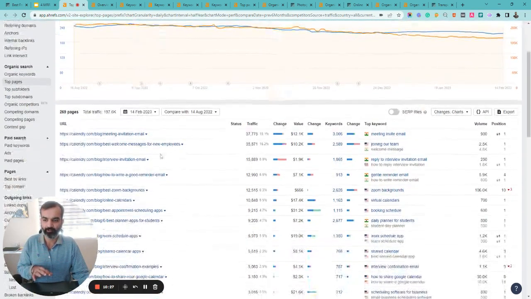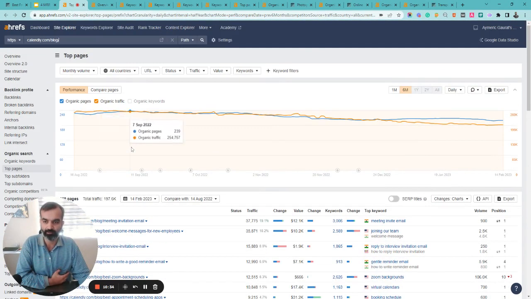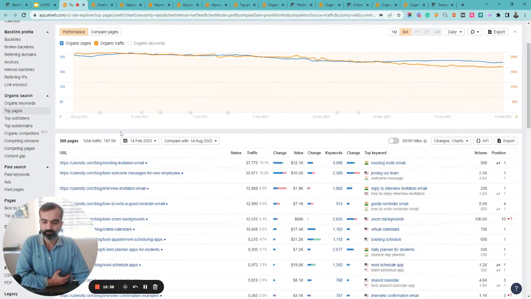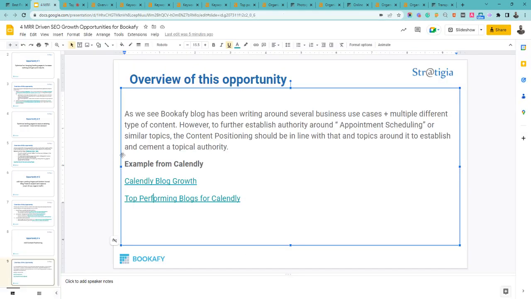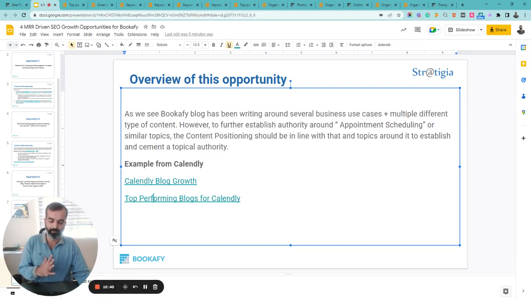And if you look at the blog posts, there are not a lot of them, but they drive almost 200,000 visits for them on a monthly basis. So the last one was adding content positioning, similar to product positioning. You also need to add content positioning: what type of content you will be writing to attract that type of audience. And that is how Calendly has done it. So these are all the four MMR driven SEO opportunities.